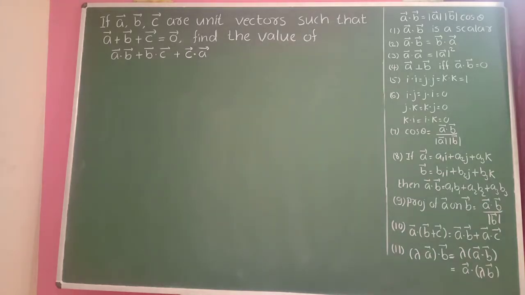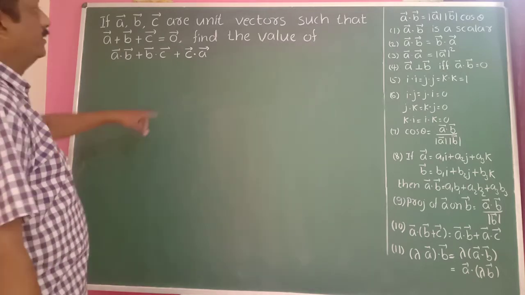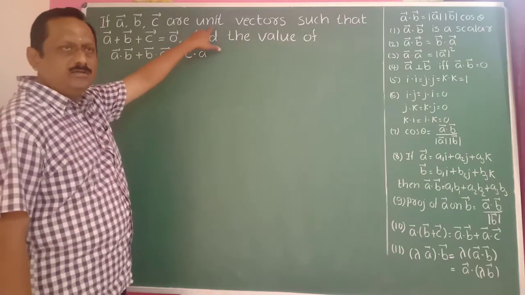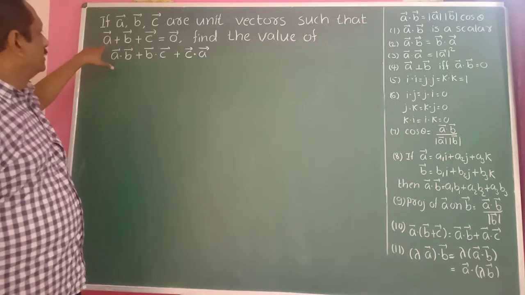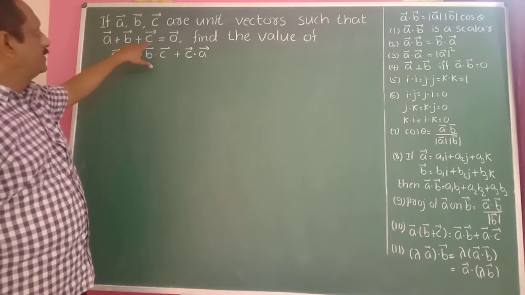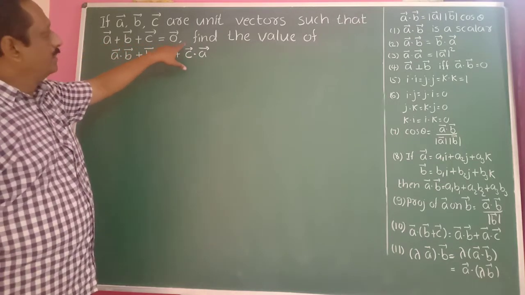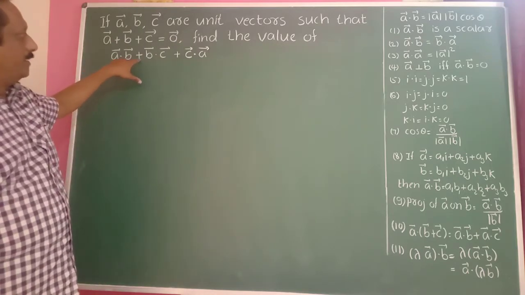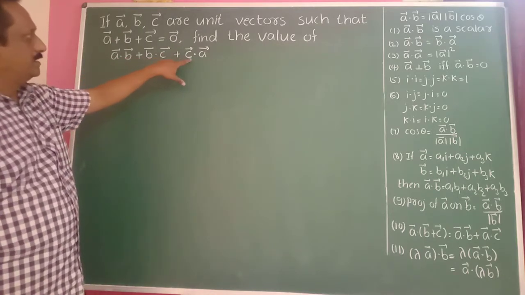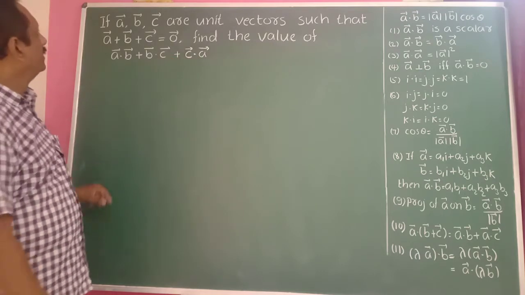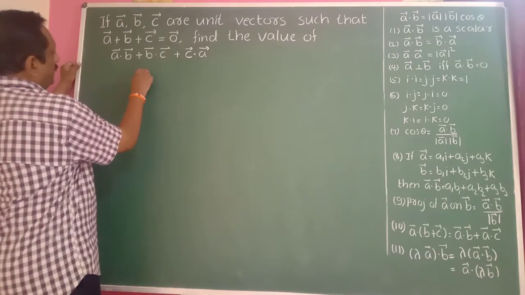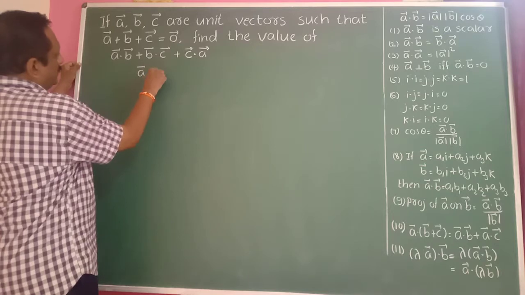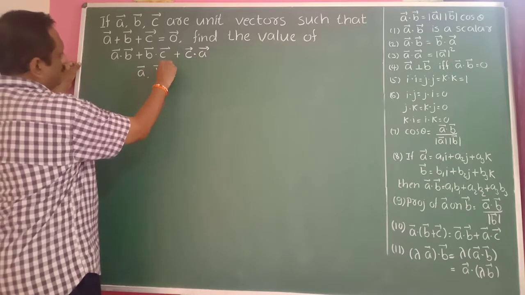Okay, here three vectors are there, a bar, b bar and c bar, and they are unit vectors such that a bar plus b bar plus c bar equal to the null vector. Find the value of a bar dot b bar plus b bar dot c bar plus c bar dot a bar.